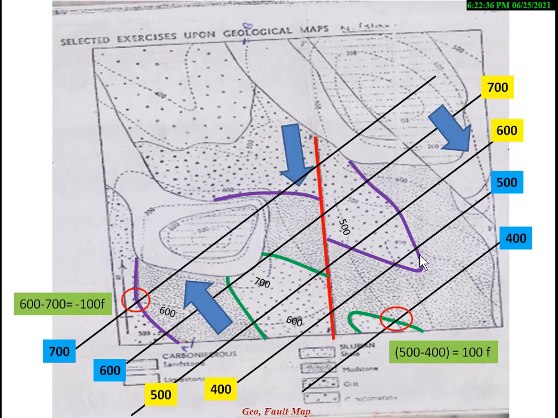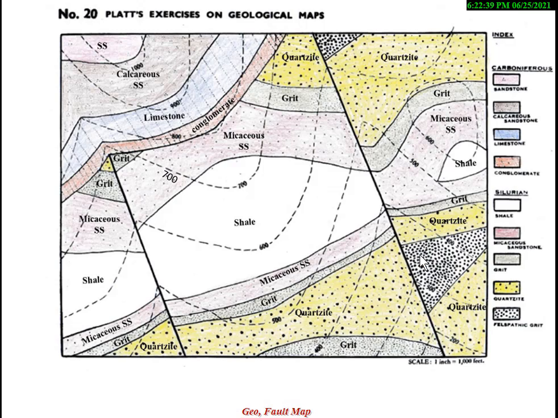Now we move to another map. If there are two fault lines, how do you calculate the throw? So it is very simple. At first you just keep in your mind which fault line you want to calculate first. I choose this bearing line. Okay, these two fault lines. At first I choose this fault line.